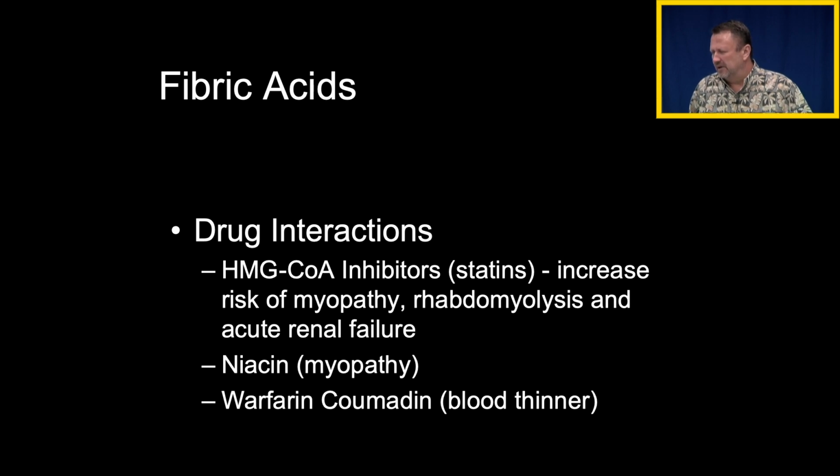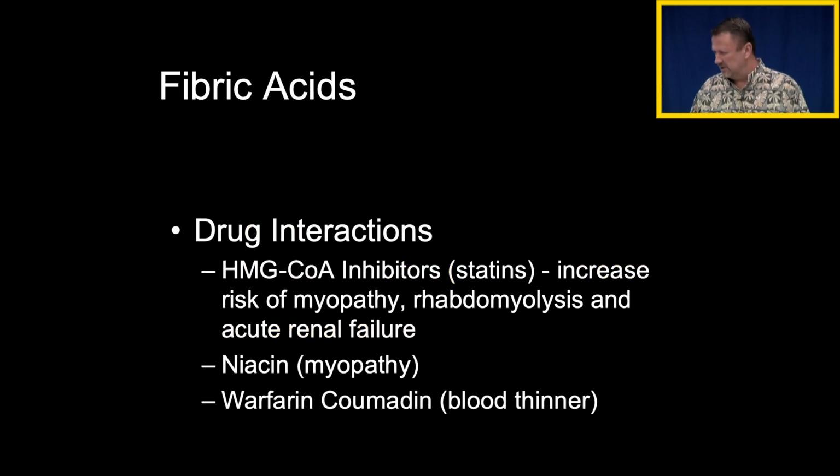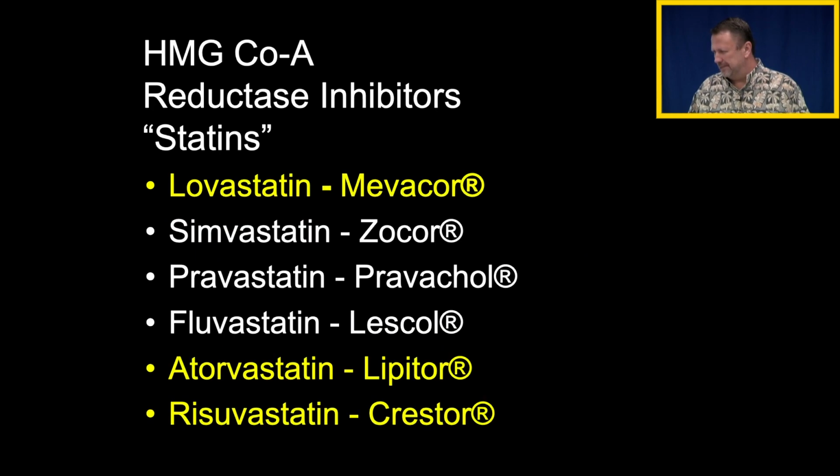And they're going to interfere with other drugs that we're going to use to lower cholesterol. So we're either going to use a fibric acid or an HMG-CoA reductase inhibitor. It's really difficult to use both. We're not going to use that with niacin. And then there is an interaction with using that with a blood thinner. Fibric acids, we need to follow their liver function tests on a regular basis and check their CBCs regularly as well.